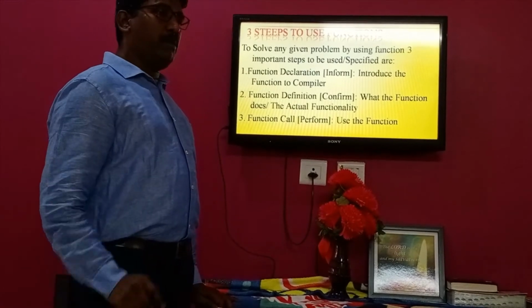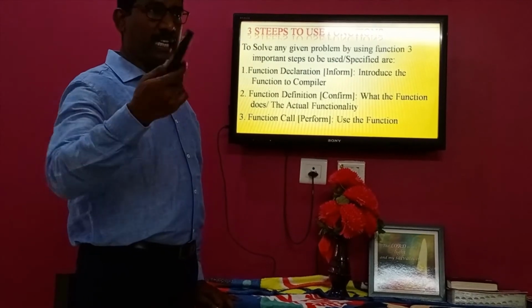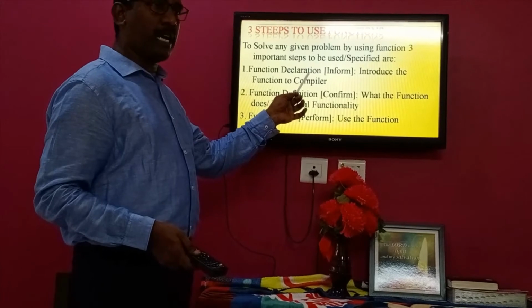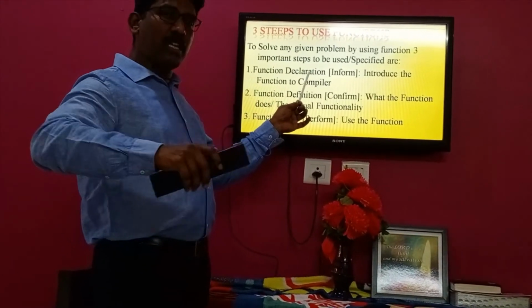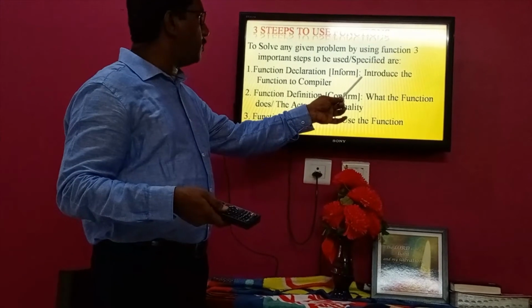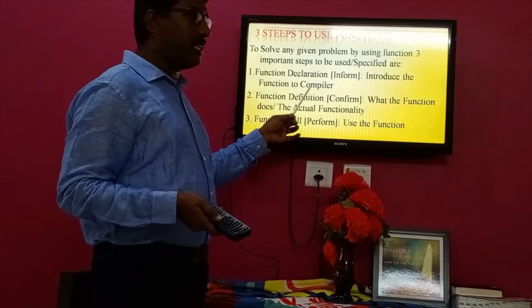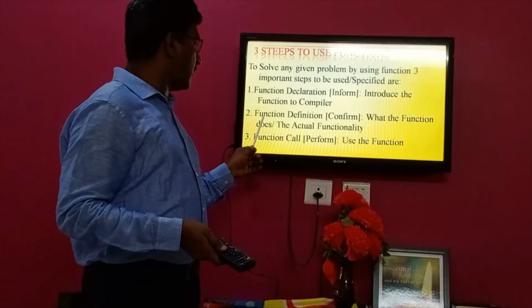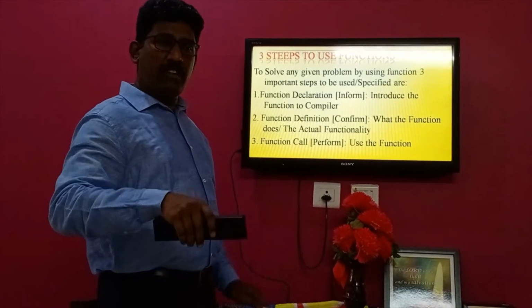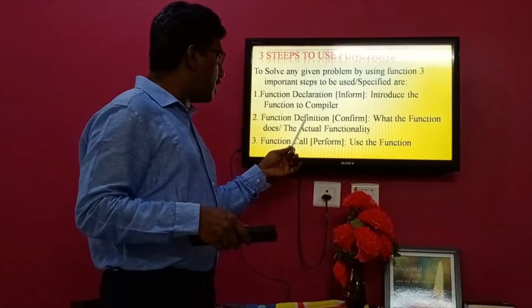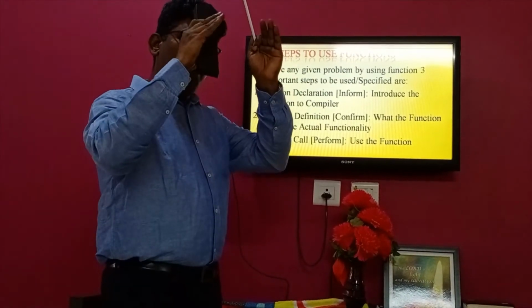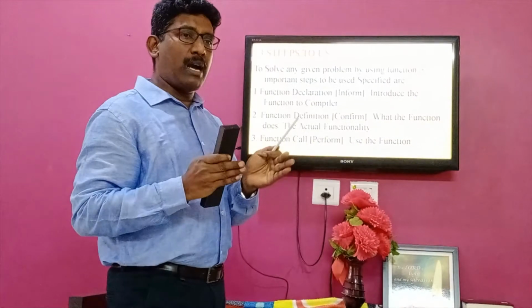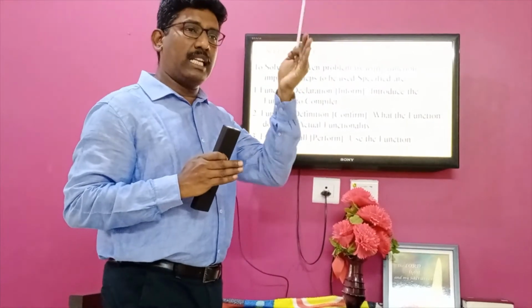Just like before using any variable, what we will do? We will declare. That is called declaration part, variable declaration part. Here we call it as function declaration. So whatever the function I am going to use need to be introduced to compiler. That is called inform. Then second one is function definition. Like ordinary variable is equal to 10. Similar here also, whatever the function informed to compiler, for that function body part or functionality part need to be included to the declaration part.